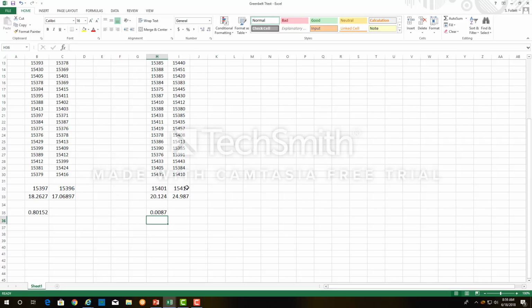So what I would conclude then is, since the P is low, HO must go. In other words, I'll reject the null hypothesis. So this 15,417 compared to 15,401, that is statistically significant. The odds of that just being random variation is less than 1%.